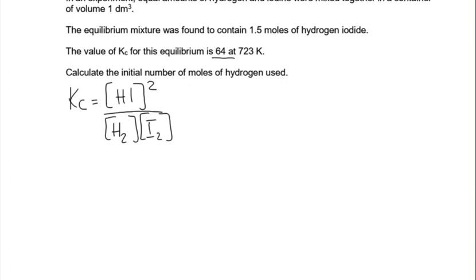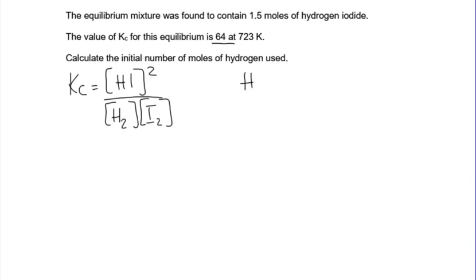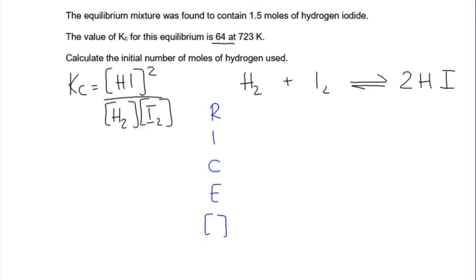Let's use our RICE method. So let's lay it out. We've got hydrogen plus iodine in an equilibrium makes 2HI. We write RICE down the side, and then I put the square brackets for concentration at the bottom.